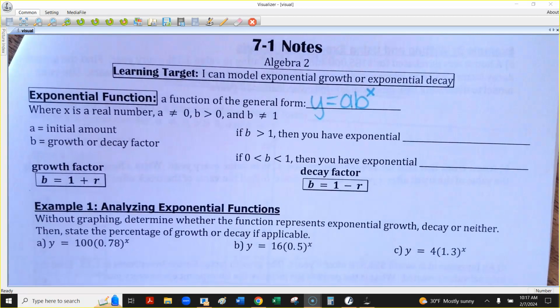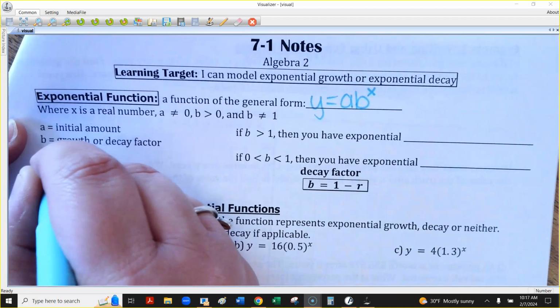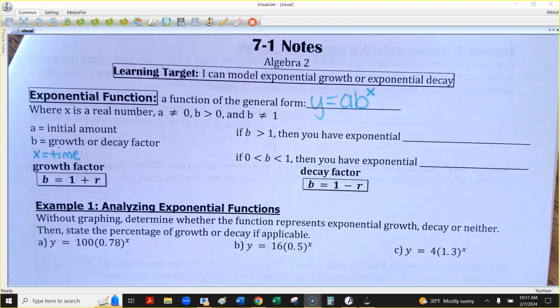B is going to be the growth or decay factor, which I'm going to talk about in a tiny second. And especially, I should maybe have written this: if you're working with a word problem, the X generally tends to represent time. If we just have a generic equation that we're working with, it wouldn't necessarily represent something. But if you do have a word problem, A is the initial amount, B is the growth or decay factor, and then X is time.